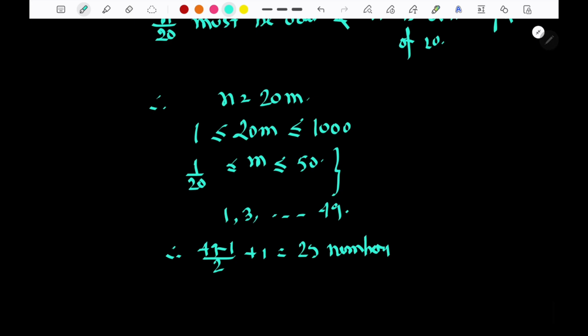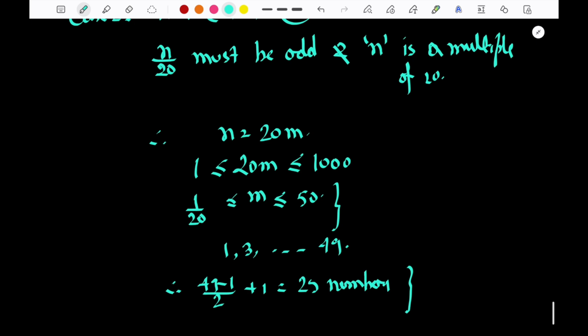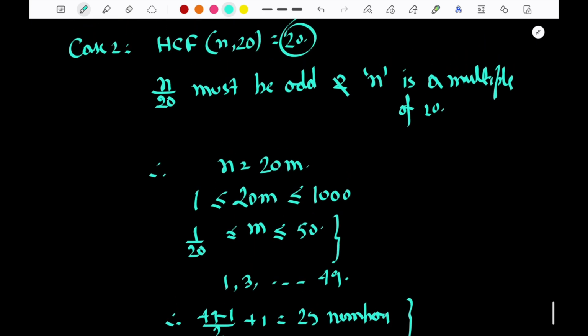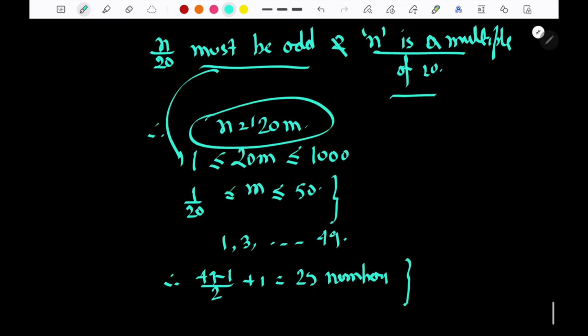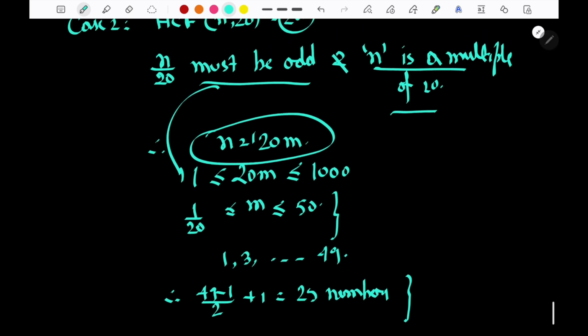So the total for this case is 25 numbers, and it is being said that n must be a multiple of 20. So basically what we arrived at is n by 20 must be odd. So n is equal to 20m. So what are the values of m that we can select? Because we wanted m to be odd, these are the only odd numbers that are possible.